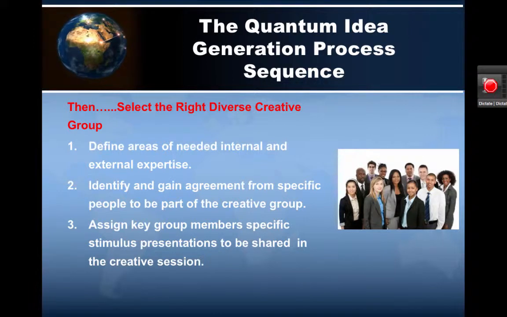Then you want to get the right diverse creative group together, and you want to define the areas of needed internal and external expertise. In taking a look at external expertise, what you're really looking for are true world-class cutting-edge experts, and they're not a dime a dozen, who have relevant expertise that doesn't duplicate your internal expertise. Okay? You want to identify and gain agreement from specific people to be part of the creative group. You want people who want to be there.